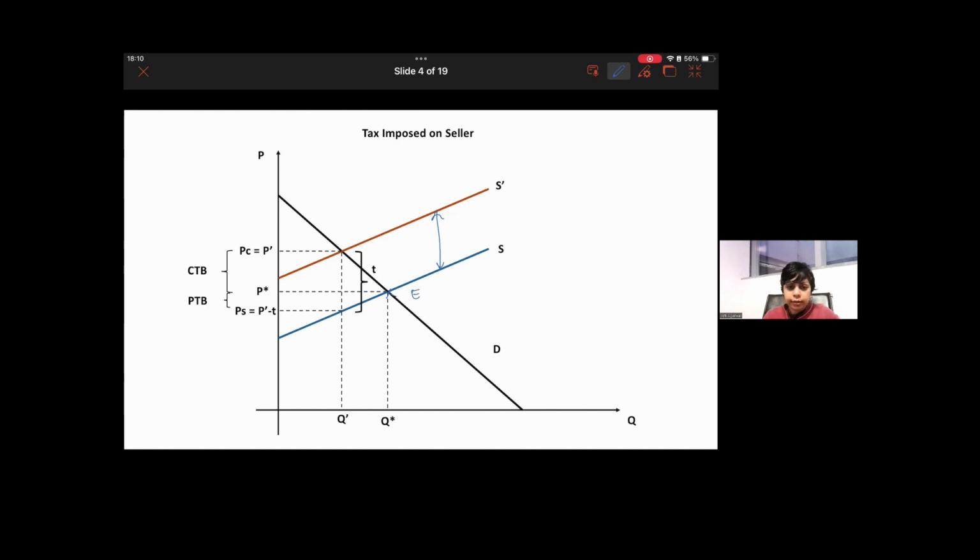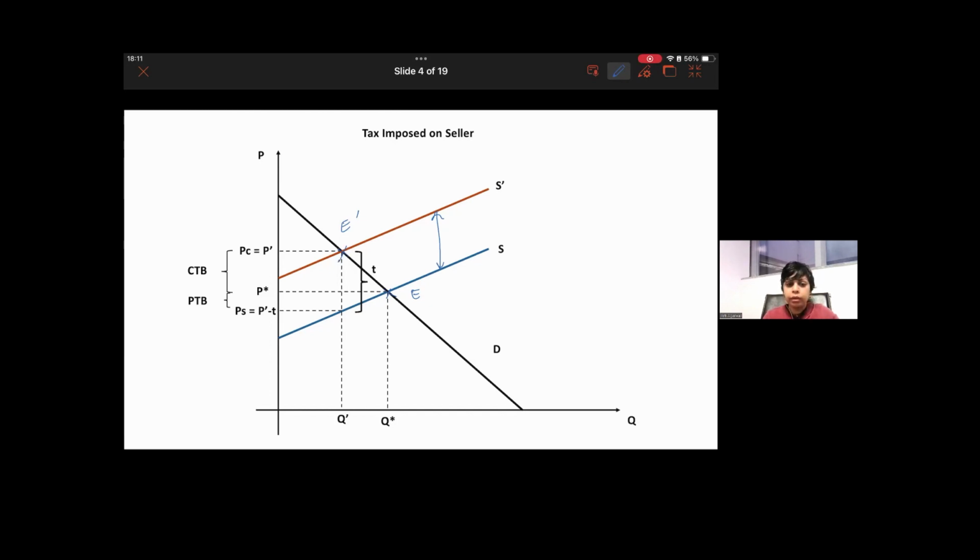Now, after a tax is levied on the seller, his curve is going to shift upwards by amount T. And where the new, shifted curve intersects the same demand curve, so nothing is happening to the demand curve because there is no direct imposition of tax on the buyer. It is only on the seller. So the demand curve remains the same. The function of our demand is not changing. Only the function for supply is changing.